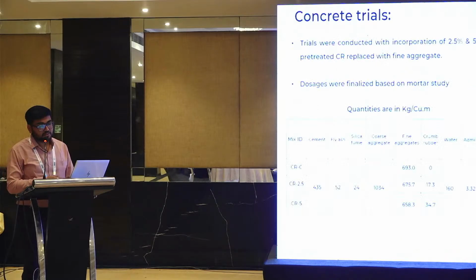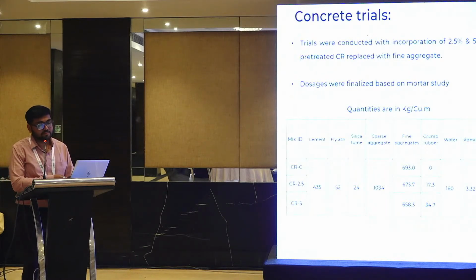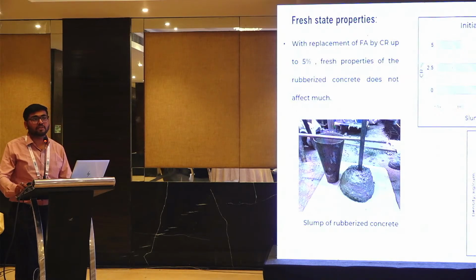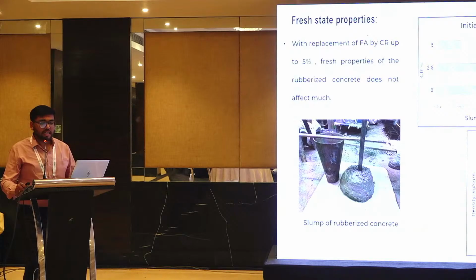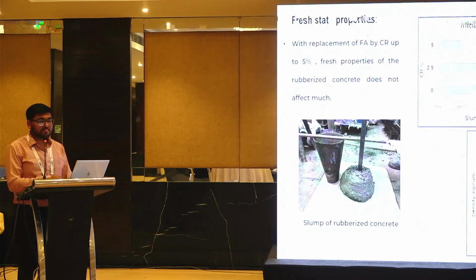Upon finding the optimized dosages, we have done a detailed concrete study using replacement of crumb rubber at 2.5 and 5%, which is a pre-treated crumb rubber, not a normal crumb rubber. So we have taken a base mix and done the entire study. These are the concrete results that we have come up with. There is a slight reduction in the slump. There was not much in the mortar trials, but in the concrete trials, we observed that the slump of the concrete was reduced by 20 mm. Whereas the air content is at par with the control, and there was a slight reduction in the density, as I have already mentioned, because the rubber particles are light in nature.